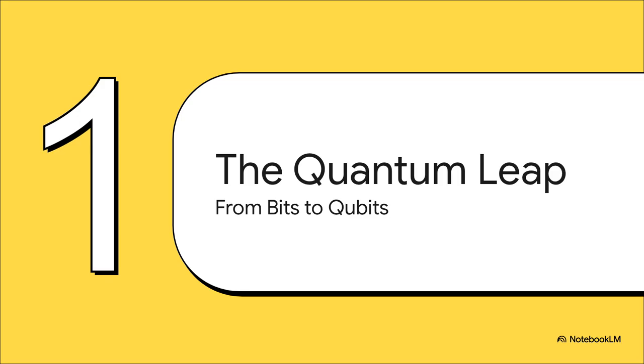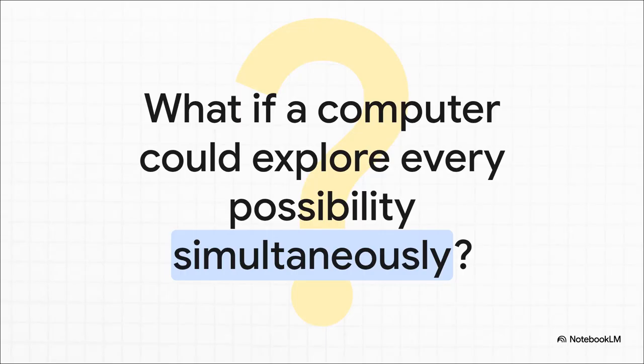Okay, so to really get why quantum computing is such a game changer, we first have to talk about what's holding back the computers we use every single day. Think about a computer trying to solve a super complex maze. A normal or classical computer is going to try one path, hit a dead end, go all the way back, and then try another. It works, but it's painfully slow. Now, a quantum computer could explore every single path at the exact same time. That's the mind-blowing difference we're talking about here.